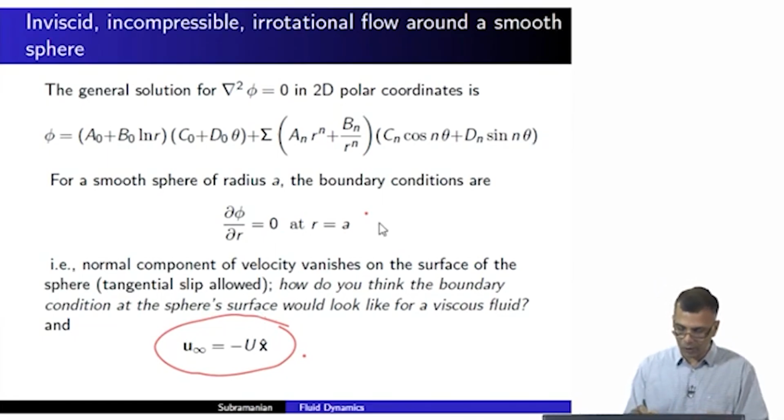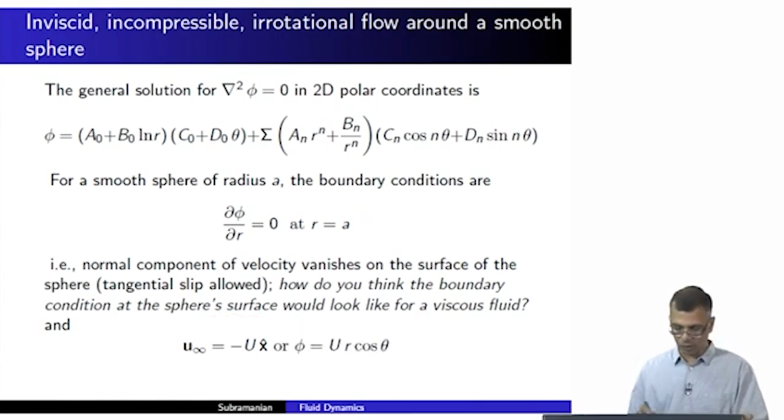When you impose these two boundary conditions on this general solution, here's the other thing. Either you think in terms of the velocity, or we are really looking at the potential, aren't we? So it's useful to write down the potential, and that turns out to be u r cosine theta, and this is nicely written down in spherical polar coordinates. And so you have these two boundary conditions on phi.